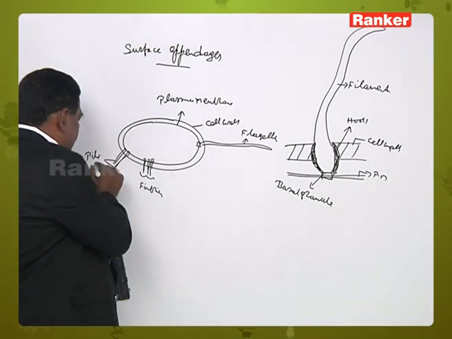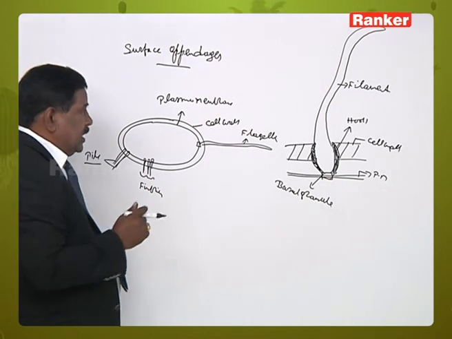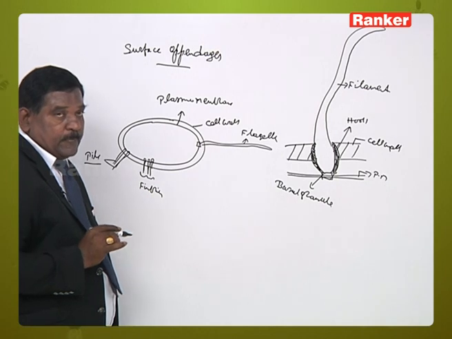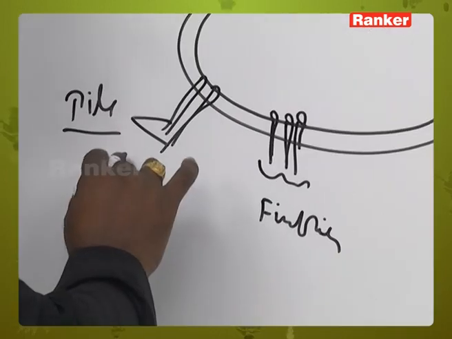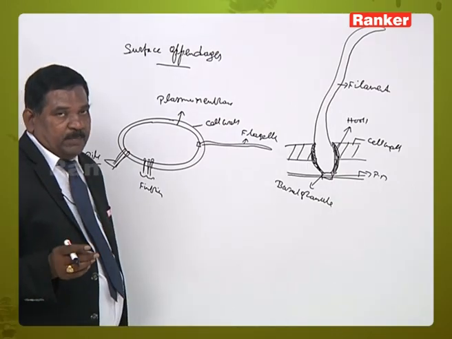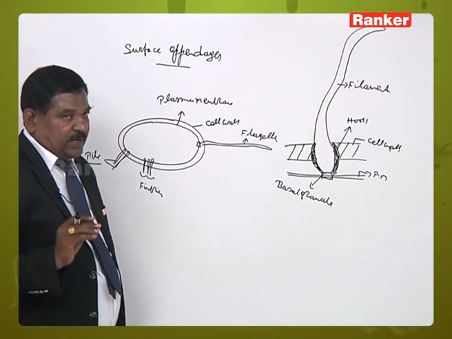Next one, pili. They are less in number. They are shorter than the filament but longer than fimbriae. They are hollow structures. Already we discussed that pili and fimbriae help in attachment of the bacterium to host tissues or to the substratum in an aquatic environment.